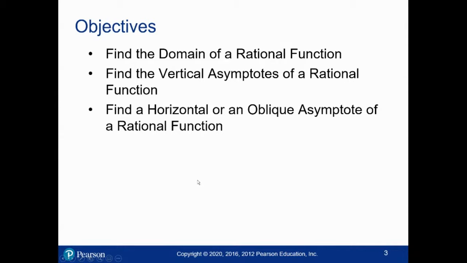We're going to find what are called vertical asymptotes of a rational function, which is very highly related to the question of domain. Then later at the end, which will end up in a different video, we'll find horizontal or what are called oblique or slant asymptotes of rational functions. That's the goal of this section.